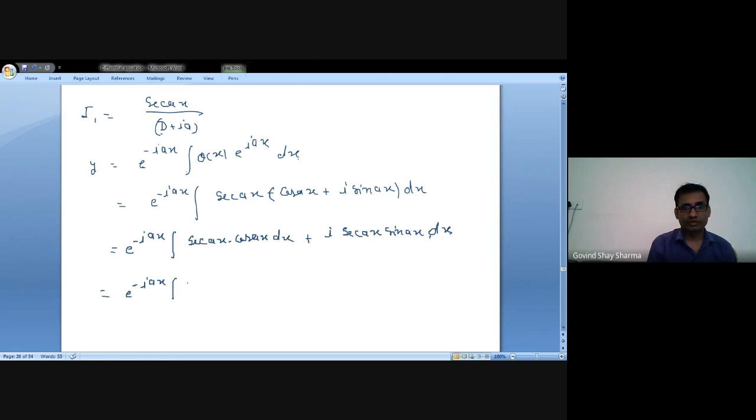Now it becomes 1 dx. Sec ax can be written as 1 upon cos ax. So cos ax and cos ax cancel. Then we convert in dx, and here I can write iota taken out because it is a constant term: iota sec ax equal to convert in tan ax.